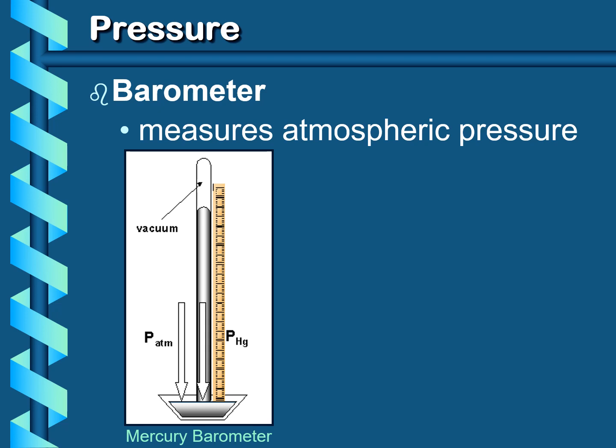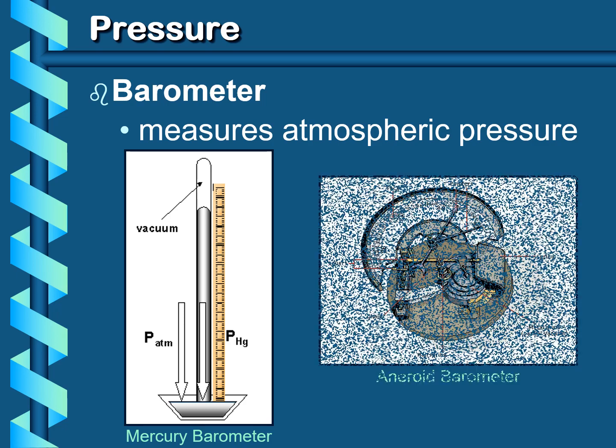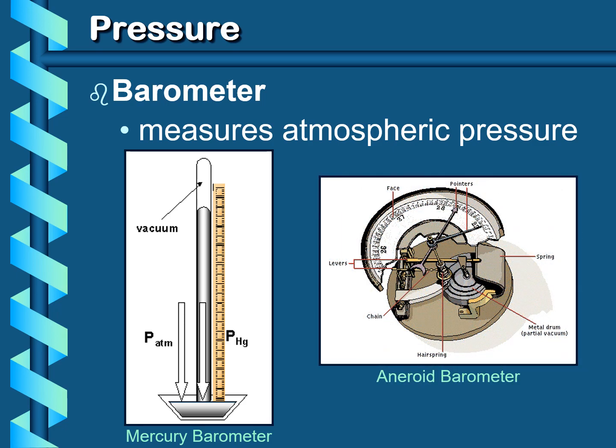And so the barometer is a device that measures atmospheric pressure. This is what we use, a mercury barometer. And we have also here an aneroid barometer. These are devices that measure pressure or atmospheric pressure.